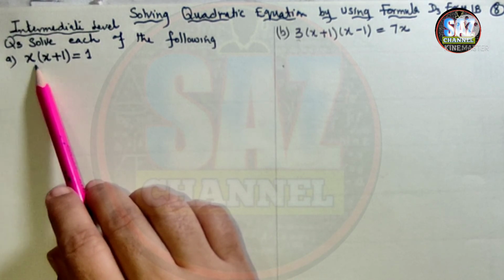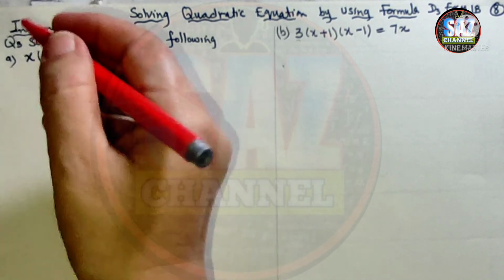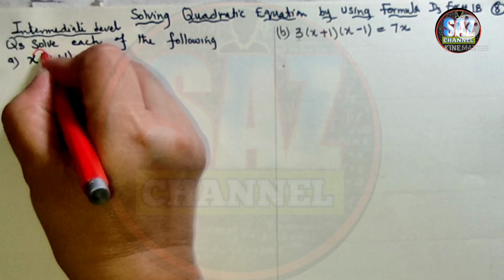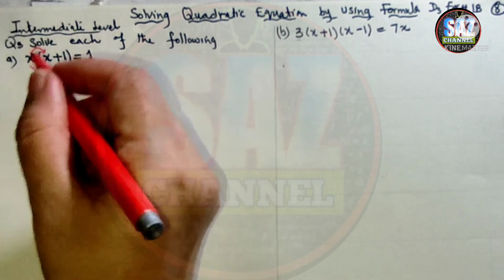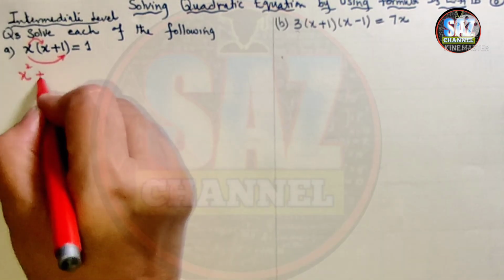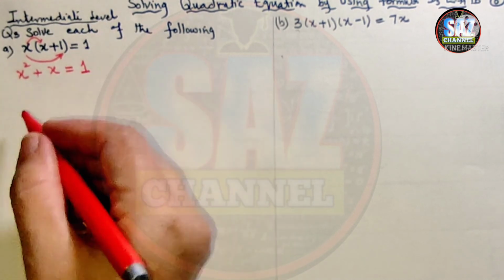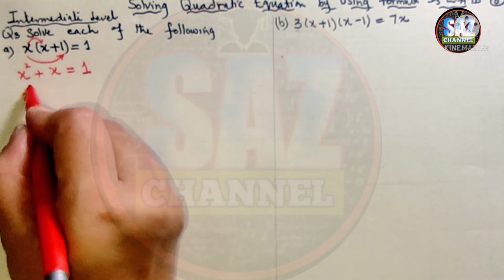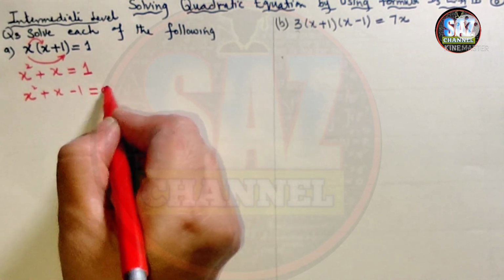So first of all, we have to turn this equation into the form of the standard quadratic equation. I have to apply the distributive property, and when x is multiplied by x, we get x square plus x equals to 1. And now I can shift: x square plus x minus 1 equals to 0.